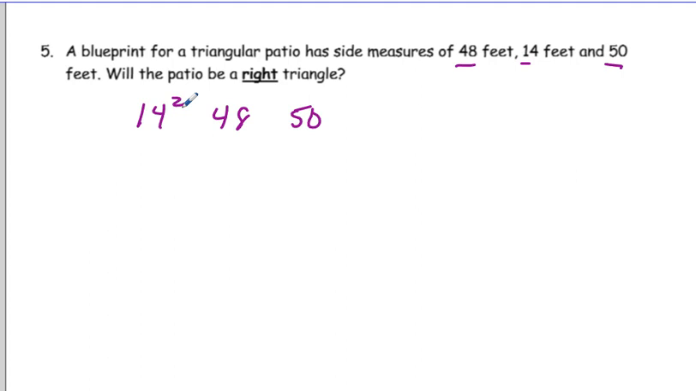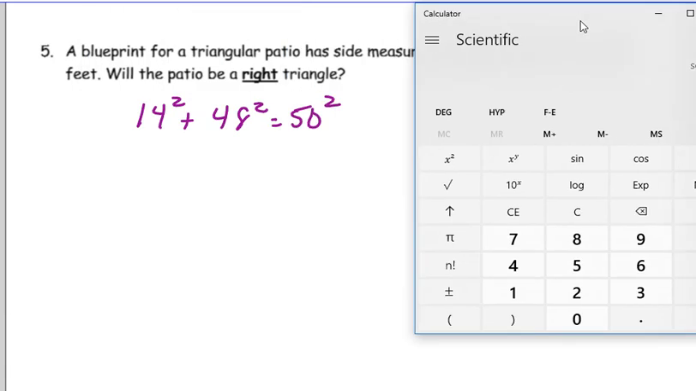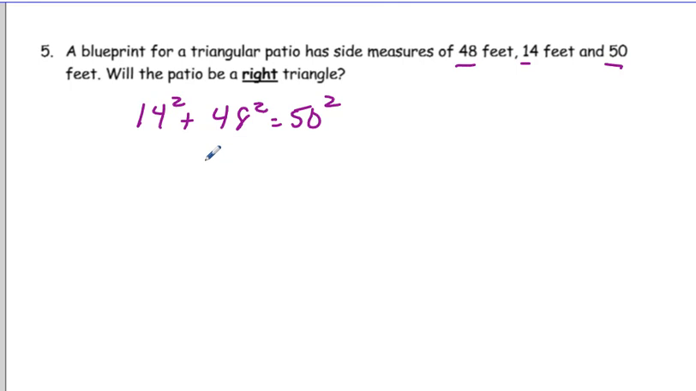Well, does 14 squared plus 48 squared equal 50 squared? Again, I'm going to need my calculator on this one. 14 squared plus 48 squared is 2,500. Is 50 squared 2,500? It is. So 2,500 is equal to 2,500. So yes, it will form a right triangle.